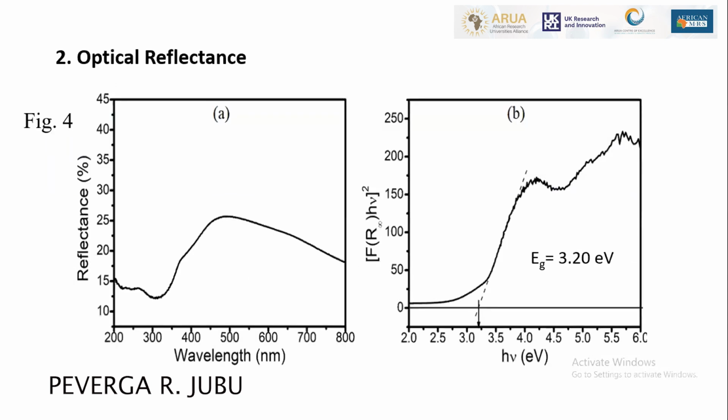And figure 4 shows the optical reflectance measurement done by UV-Vis near-infrared spectrophotometer. The band gap was estimated to be 3.2, which falls within the band gap range of alpha phase molybdenum oxide.